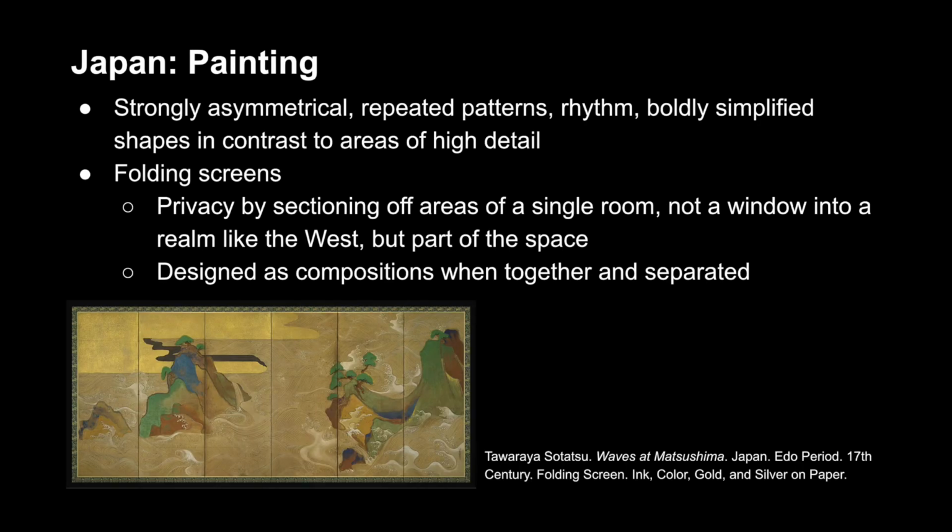Japanese painting favored strong asymmetry, repeated patterns, rhythm, boldly simplified forms, especially in contrast to areas of high detail. Beyond examples of ink on paper like we just saw, the Japanese artists also painted on folding screens. Functionally, these screens created privacy by sectioning off areas of a single room. Whereas Western painters wanted to create a window into another world, these Japanese artists wanted to create something that was part of the space, both in function and design. Artists would create these compositions that functioned both as individual panels and as one larger combined layout.